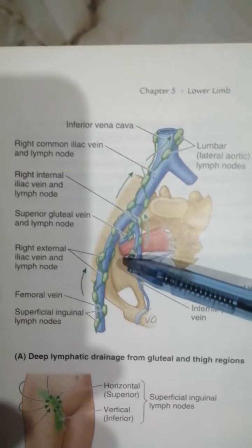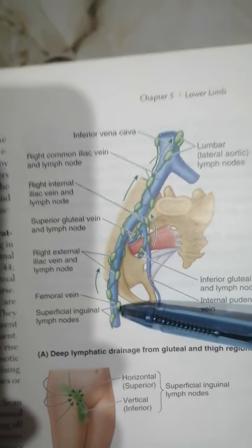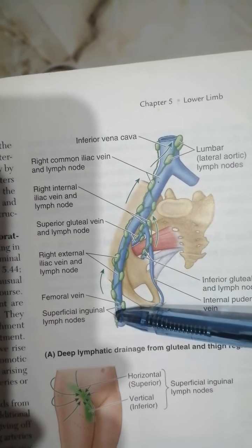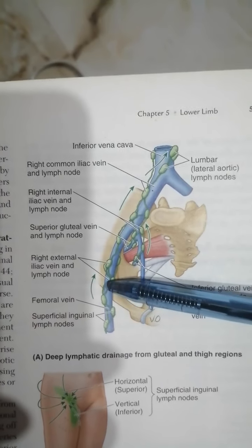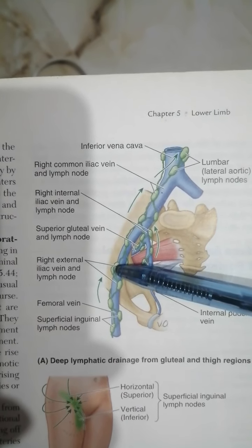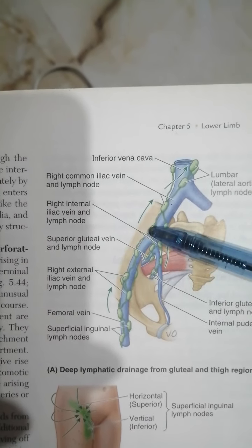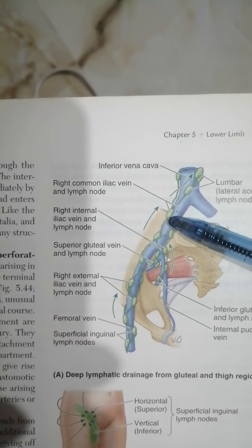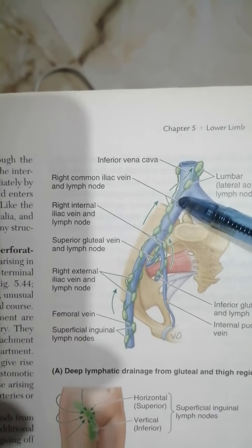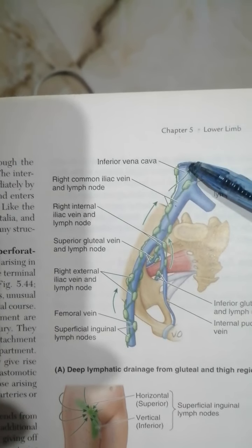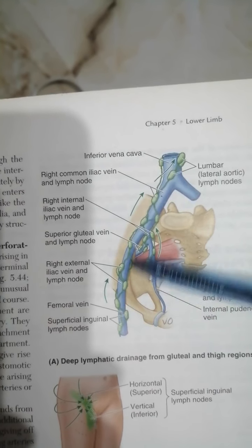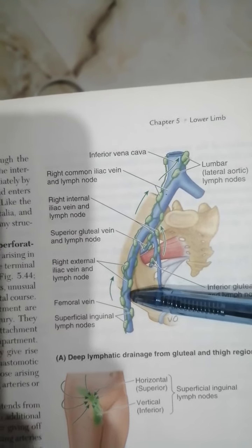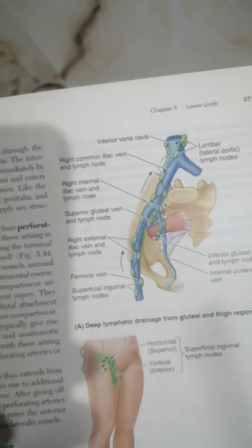In this picture you can see the lymphatic drainage of gluteal and thigh region. This is the diagram. Here you can see the superficial inguinal group of lymph nodes. All the lymph from here is draining towards the right external iliac lymph node. This is the external iliac vein, and then it reaches the right common iliac vein, and this is drained into the inferior vena cava. Lymph always follows the direction of venous drainage. It goes from below upwards, so these are all the lymph nodes. This is what I told you about the deep lymphatics.